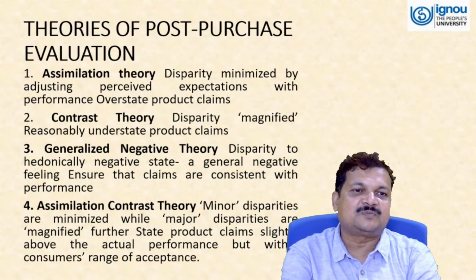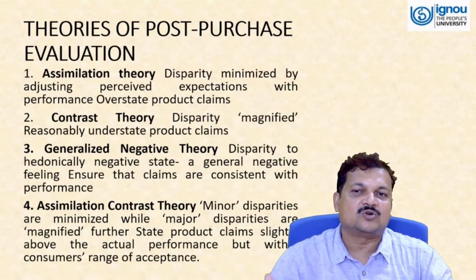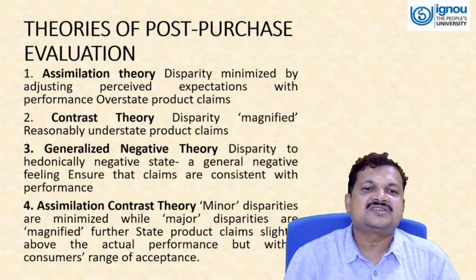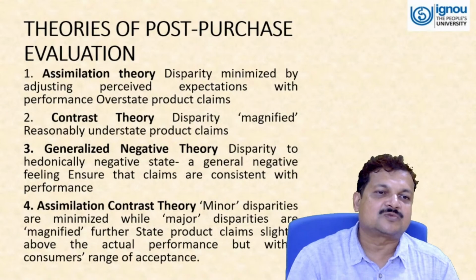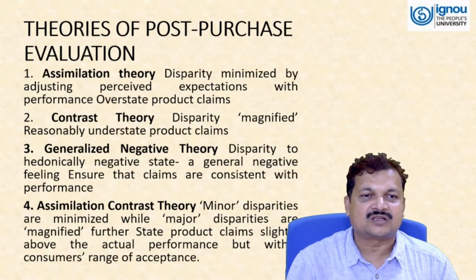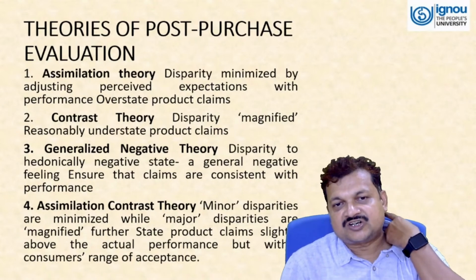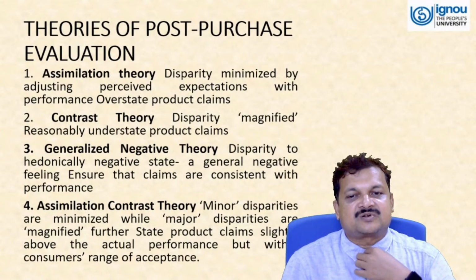Contrast theory: disparity is magnified, reasonably understood product claims. So here disparity is more, that is a contrast you are going to find. When the disparity is more and you look at product claims, you are going to say that this is better, and that is magnified more. Generalized negative theory: disparity is a hedonically negative state. That means you are not at all liking this one because of the behavior of the product, it is not performing the way you like it.